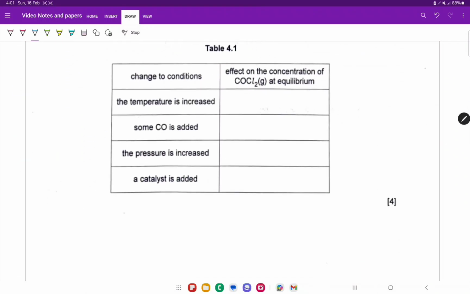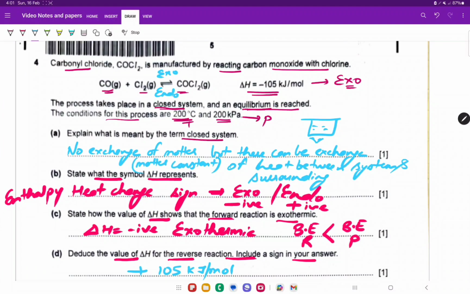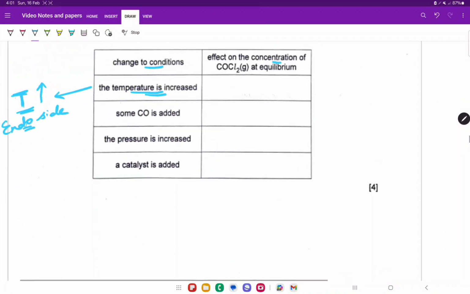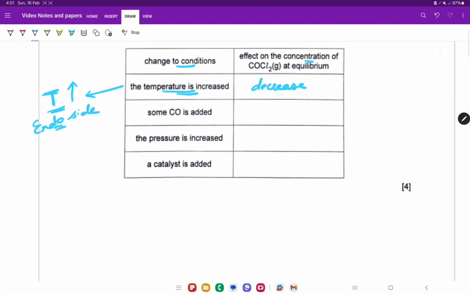Now we go to the first change to condition and effect. Temperature is increased. As per Le Chatelier's principle, if I increase temperature, the reaction should always go towards the endothermic side. In this reaction, the endothermic side is the backward direction. Therefore, if the reaction moves in the backward direction, the concentration of COCl2 will decrease, because the reaction moves to the endothermic side.